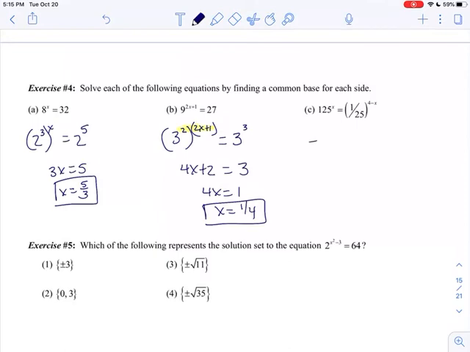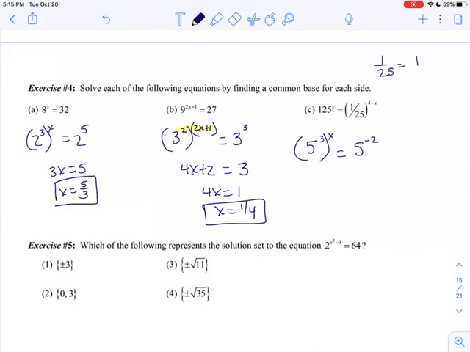This one over here looks a little tricky. Remember, we're usually using common bases of 2, 3, and 5. So I have 25 and 125. Obviously, I'm going to use 5. So 125 is 5 to the third. Don't lose that x. All right, and then I got like a mess over here.